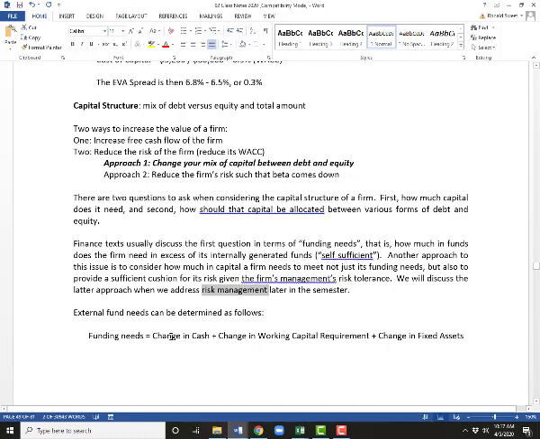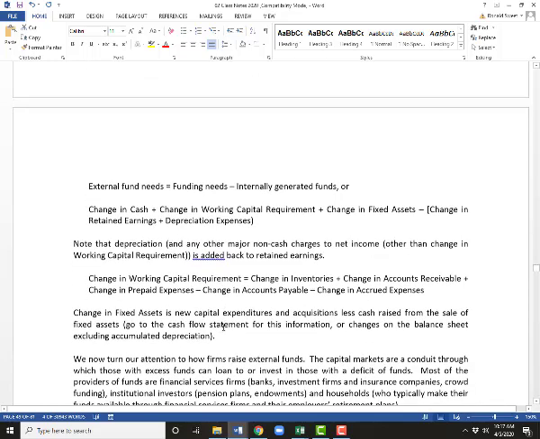But funding needs are how much cash did you produce? What are your working capital requirements? If those go up, that's going to be a problem. And then what capital assets do you need to buy? Buildings, machinery, those types of things. Your external funds are your funding needs minus what you produce internally.